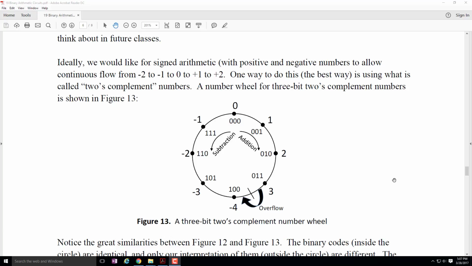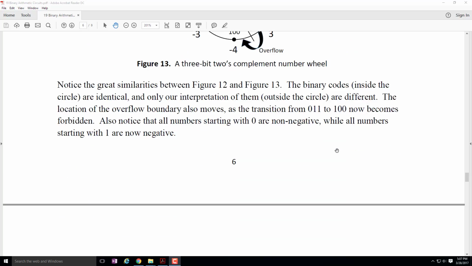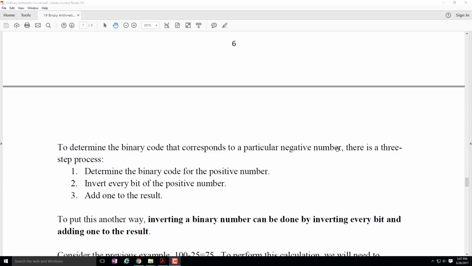So you might say, I don't want to have to memorize that 1 1 1 is -1, 1 1 0 is -2. Is there a way to calculate what is the code that would correspond to a negative number? And the answer is yes, there is. There's a 3-step process.